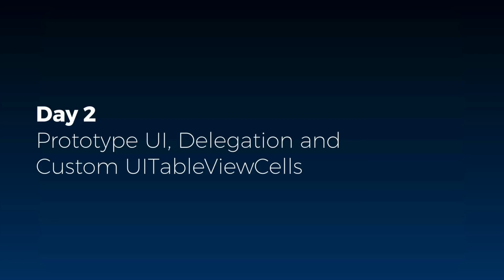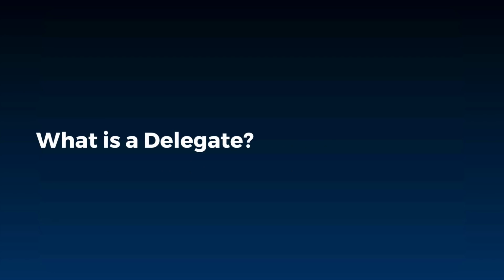So, as I said, we're going to talk about the prototype UI today and also delegation and custom table view cells. And since delegation or delegates are a little bit intriguing if you are not familiar with them, let me give you a very quick introduction into what a delegate really is. A delegate is actually an object that acts on behalf of or in coordination with another object when the object encounters an event in your application. And this delegate is often responding to a user event or is at least asked to interpret the event in an app-specific manner.